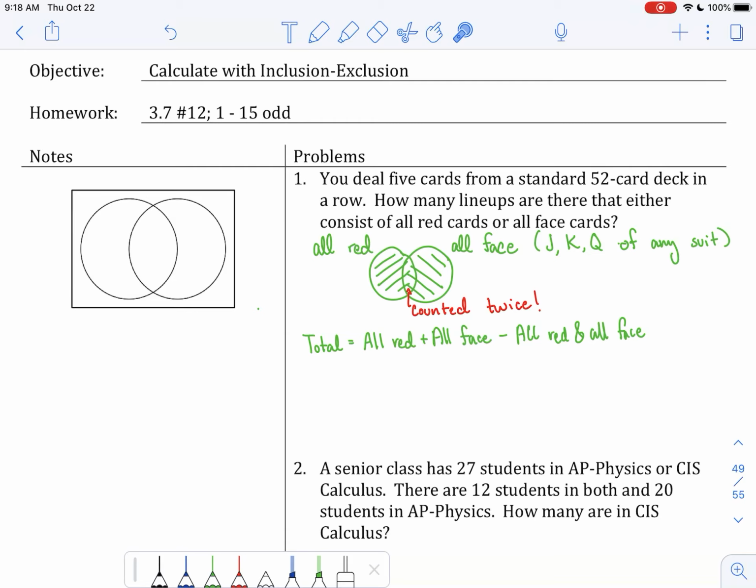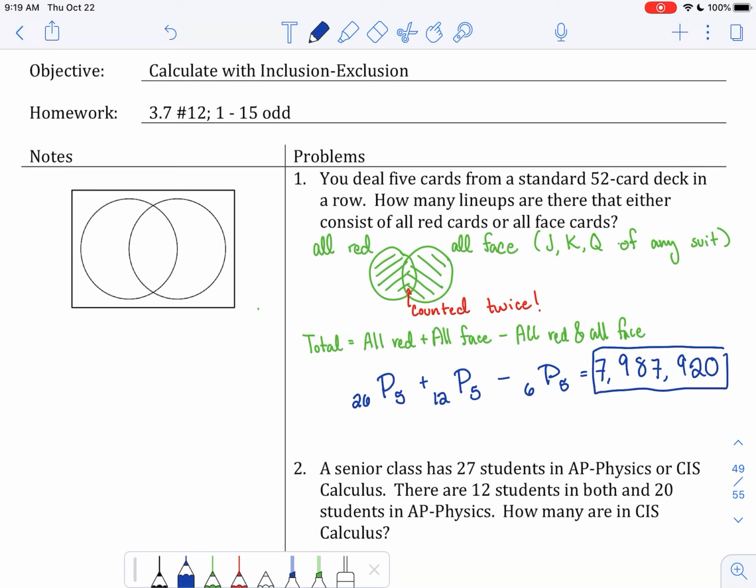And so we had to calculate that by saying we're going to take all the red cards, and then how many lineups are there where it's just all the red cards, which was 26 permute 5, arrange 5, and all the face cards, there's only 12 face cards, picking 5, and then since the center was counted twice, we had to take away where the 6 overlapping that are red and face cards, and take that away, and we ended up with 7,987,920.